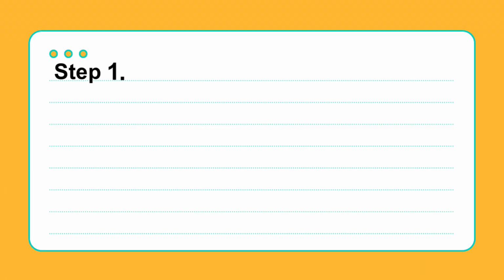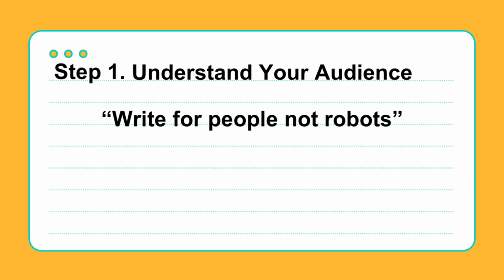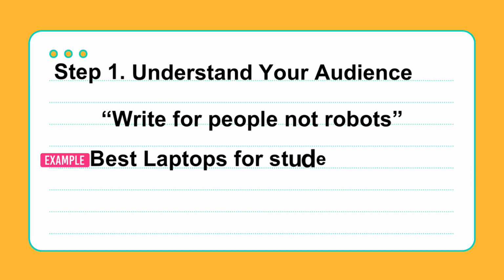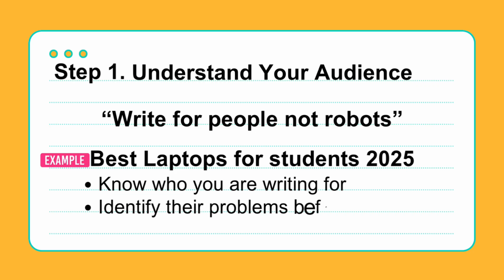Step 1. Understand your audience. First, understand who you are writing for. Your content is not written for Google, it is written for users. Let's take an example. If your topic is Best Laptops for Students 2025, you should think about questions like: what are students searching for? What problem are they trying to solve?